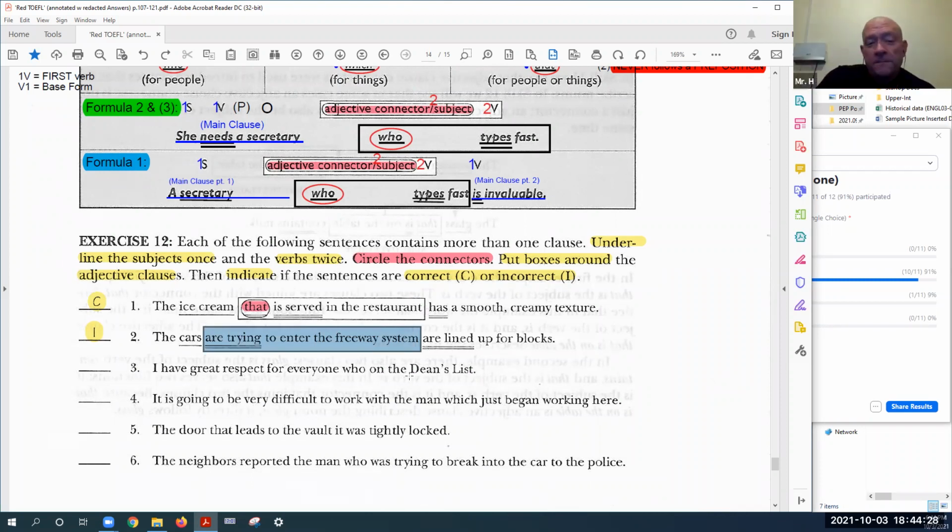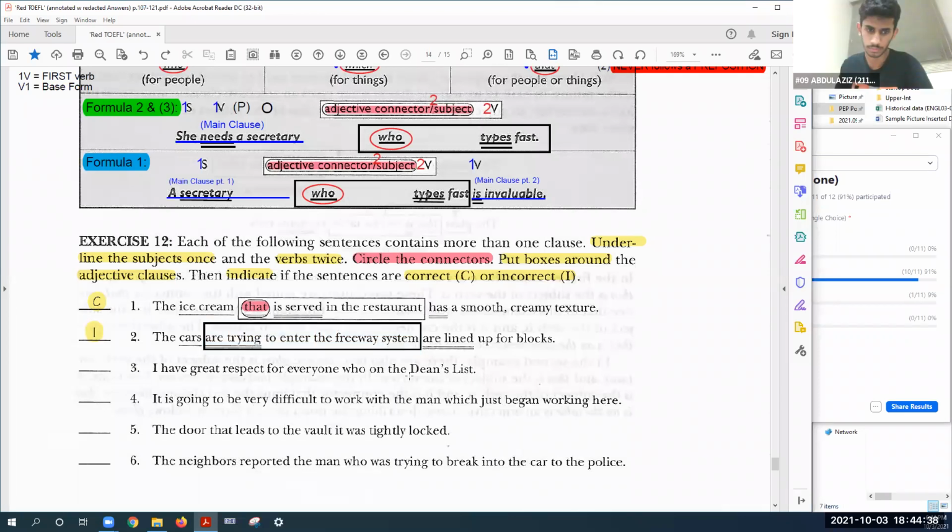Where should we put it though? Before are trying. But we have two of them. Are trying, right? Tell me the connector. Give me the right connector. Which? Is that the only one? No, and that. Read it, please, correctly. The cars which are trying to enter the freeway system are lined up for blocks. You got it. Exactly.